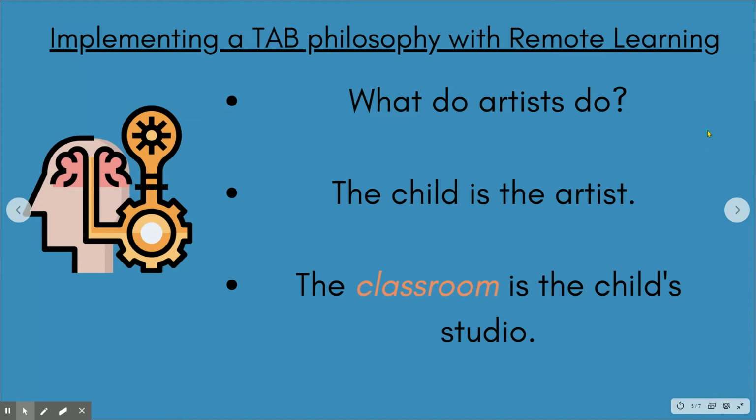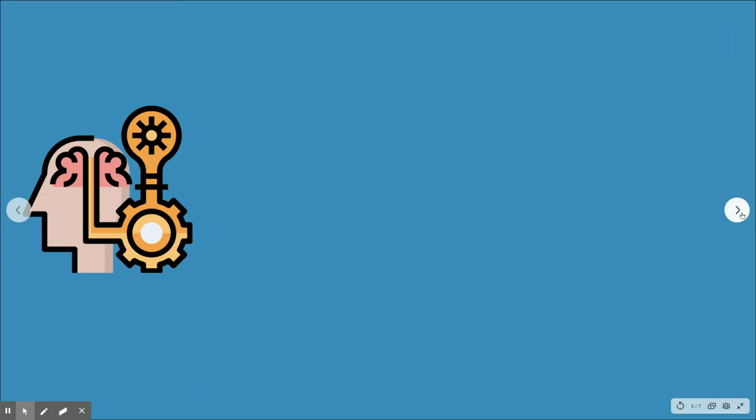Those things are great, but how does it work with our Tab philosophy? If you're familiar with the philosophy, it's 3 sentences. What do artists do? The child is the artist, and the classroom is the child's studio. So the big one that we might have to tweak a little bit is that last one. The classroom is the child's studio. Well, we're no longer in the classroom, so how can we take these philosophies and change them just a little bit to work with remote learning?